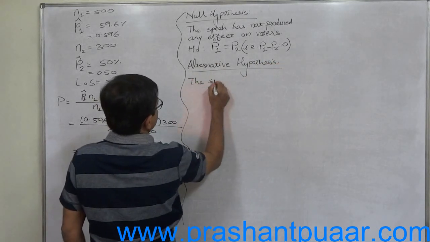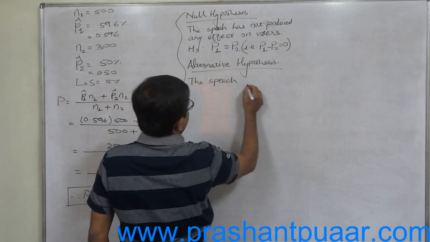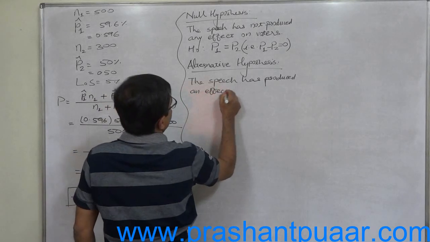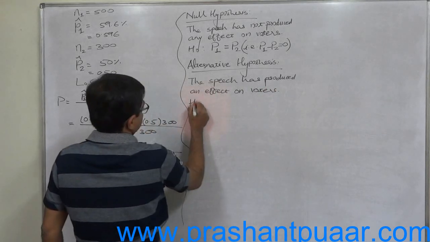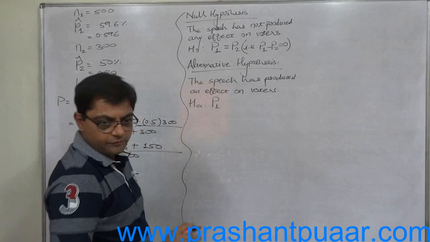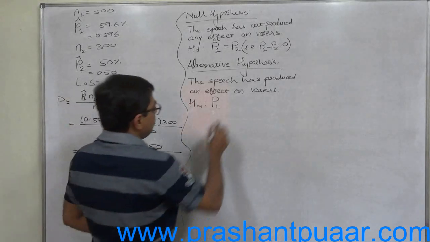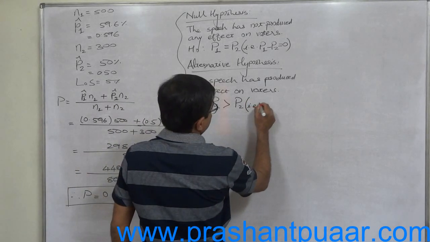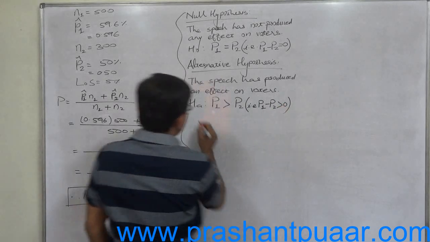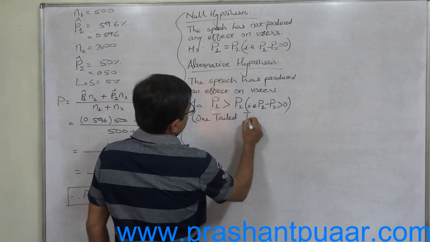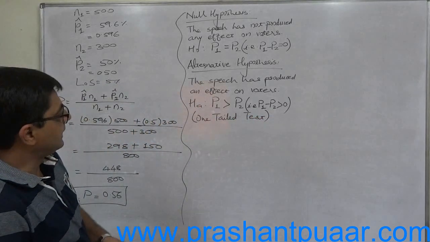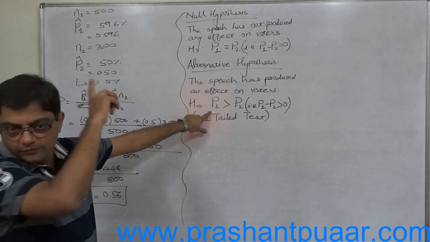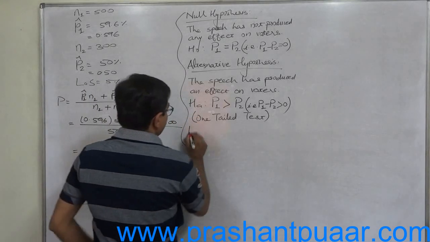The speech has produced an effect on voters. P1, that means the proportion of the people in favor of the candidate, is greater than P2, that means the proportion in favor of the candidate in city B. One-tailed test. The speech can be proven to be effective only if the proportion is greater in the city where the speech was delivered. Yes? Okay.